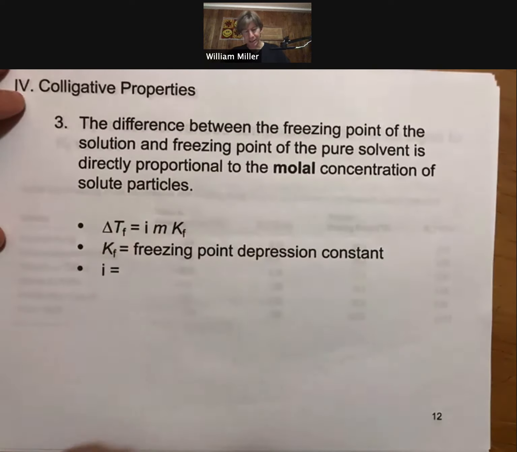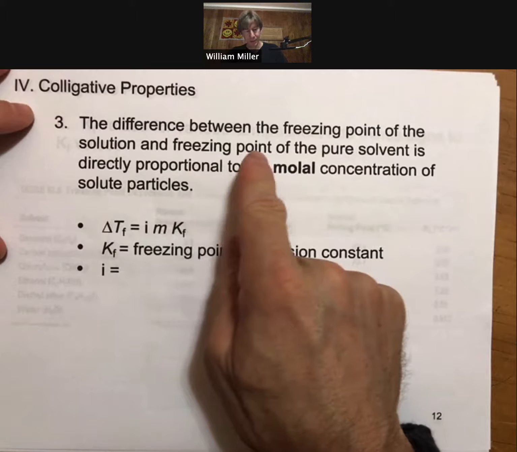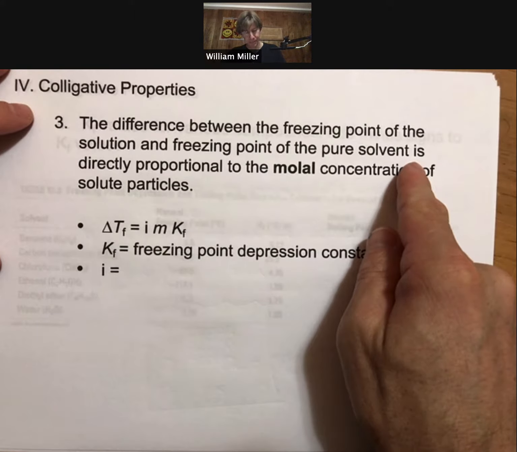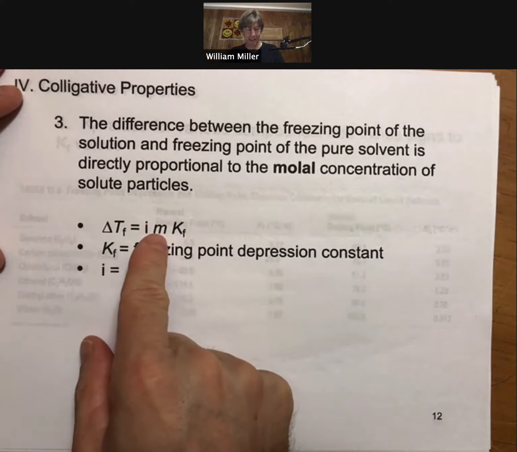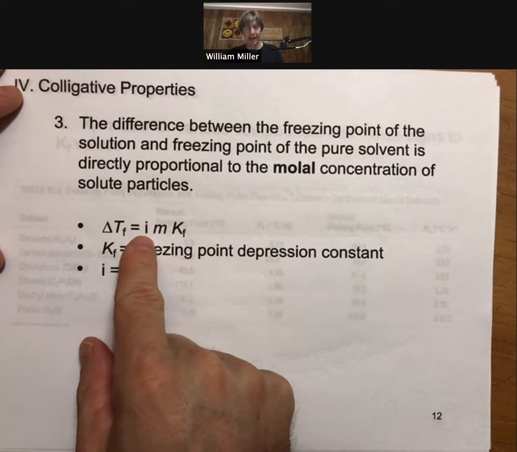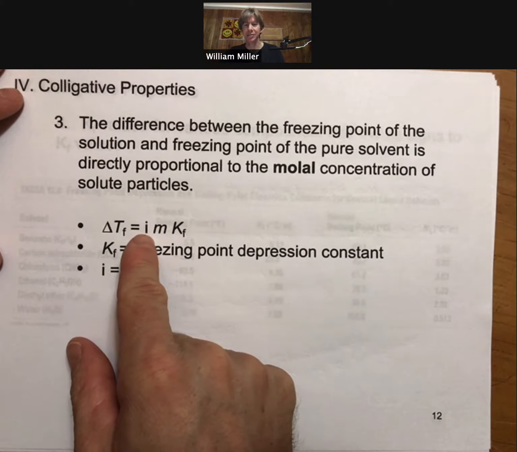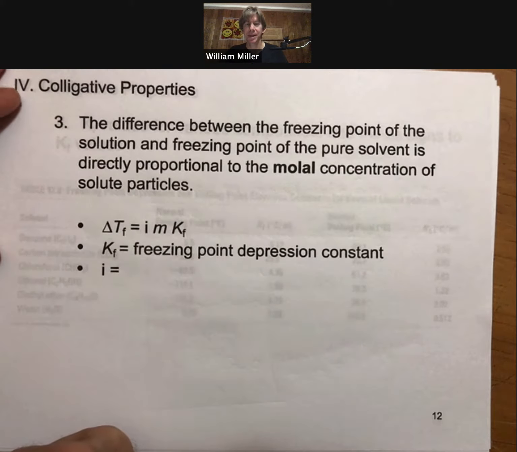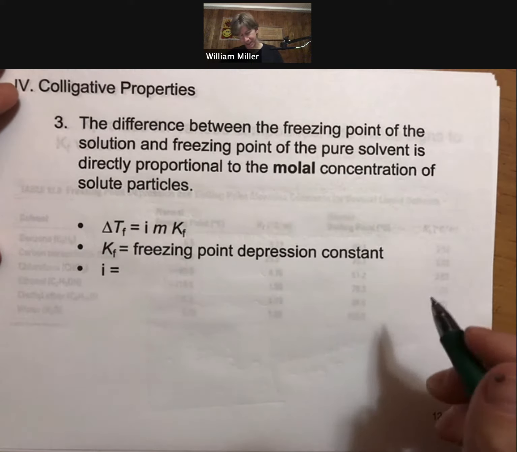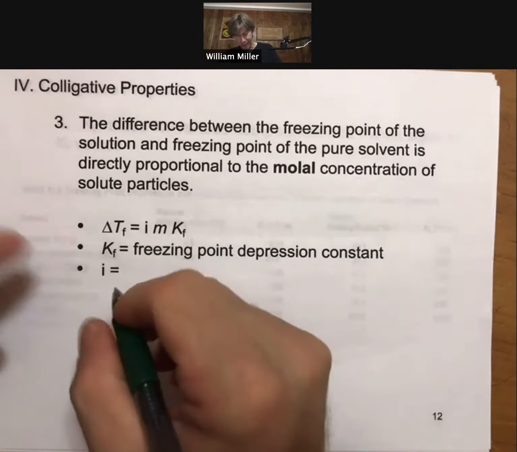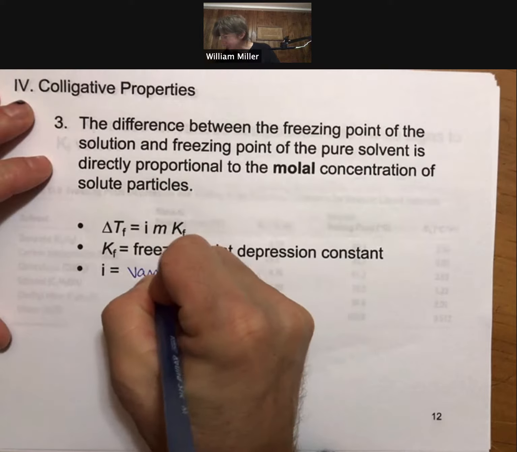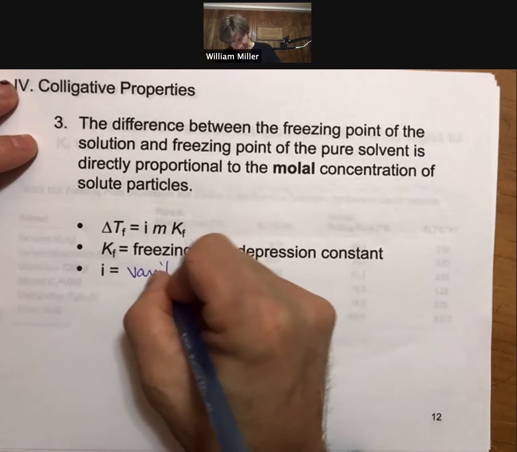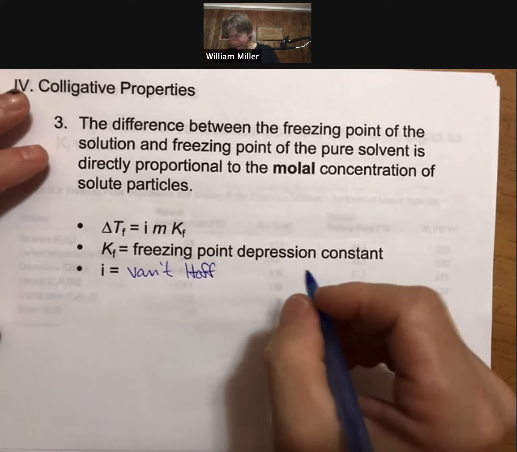And what we're going to do is calculate the difference between the freezing point of the solution and the freezing point of the pure solvent. And it will turn out to be directly proportional to the molality concentration of solute particles. So that's why we have a lowercase m here. You'll see i, our Van't Hoff factor, that's the factor for which sodium sulfate had 3 ions. That's an i of 3. And i, as I'm about to fill in, is the Van't Hoff factor.